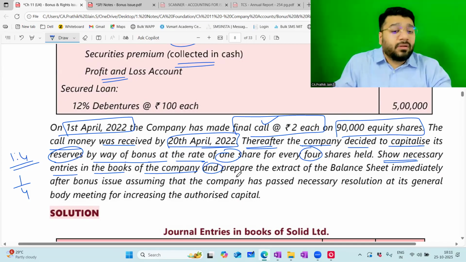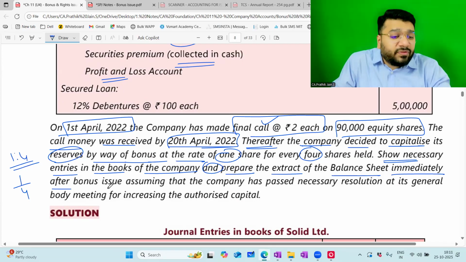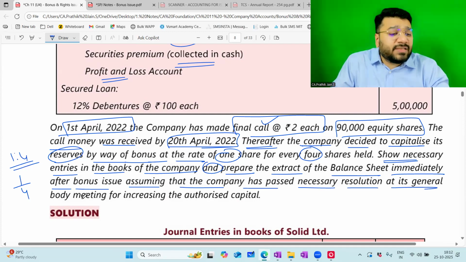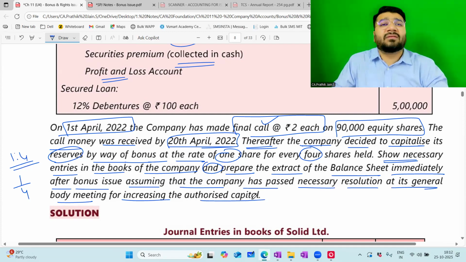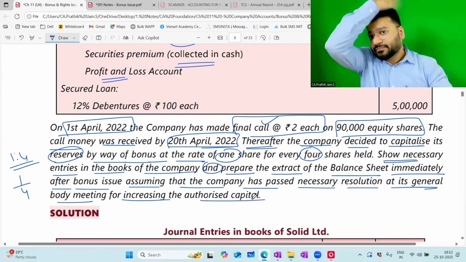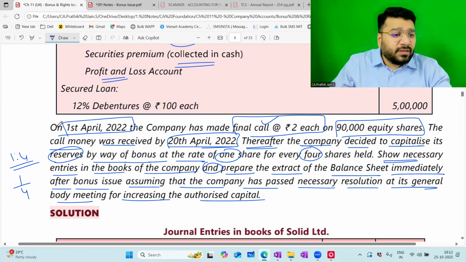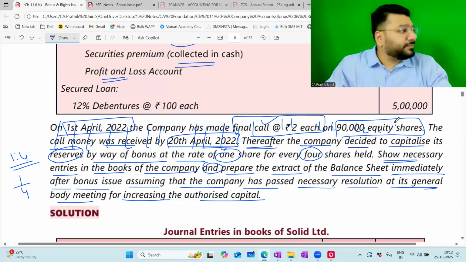And oh my God, prepare extract of balance sheet immediately after bonus issue, assuming that the company has passed necessary resolution at its general body meeting for increase in authorized capital. So the last line we didn't understand. No problem. We'll keep it pending. I am telling that in this question, even if the first 2 lines were not given, will you not do it?